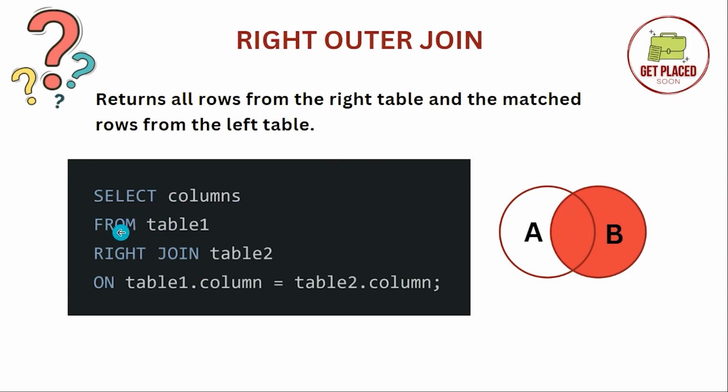You select columns from table 1 and the command is right join. You have to know the command right join. And you mention the table 2. Now the condition: table1.column is equal to table2.column. So everything remains same except the command that we're going to use.